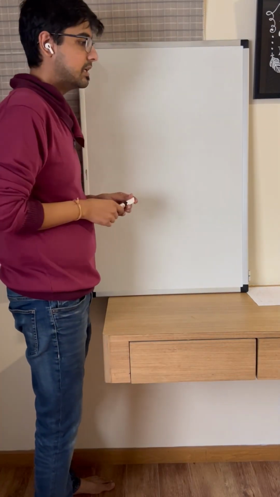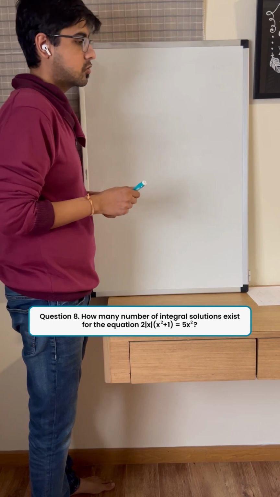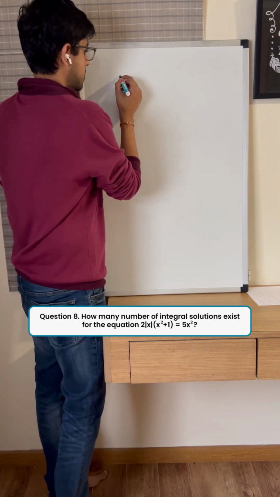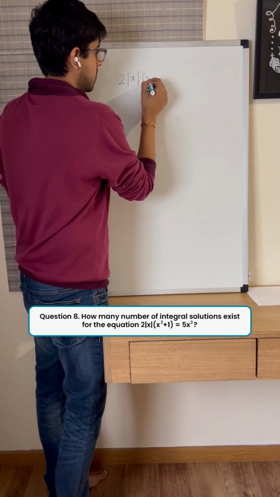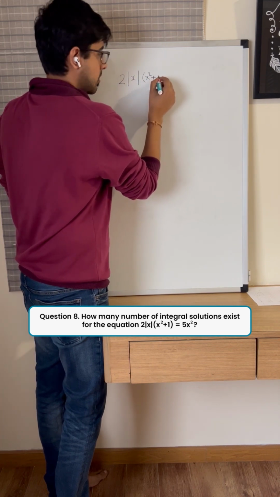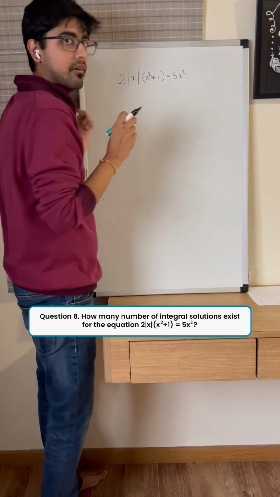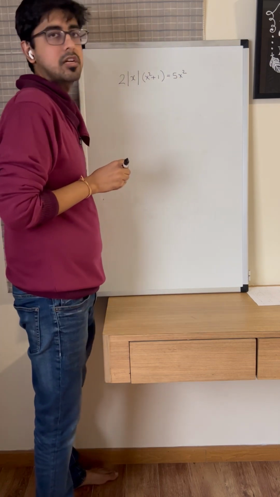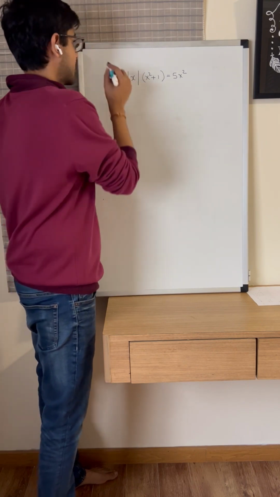Question number 8 reads as follows. How many integral solutions does the equation 2|x|(x² + 1) = 5x² have? Please pay attention to the fact that there are two key interesting things given in this question.